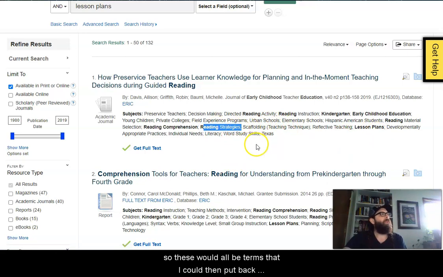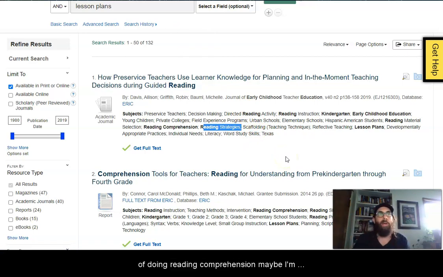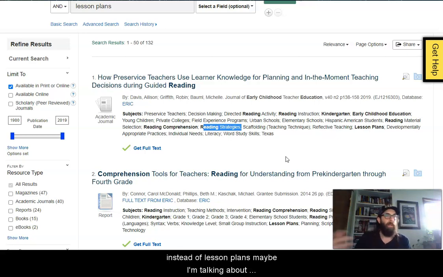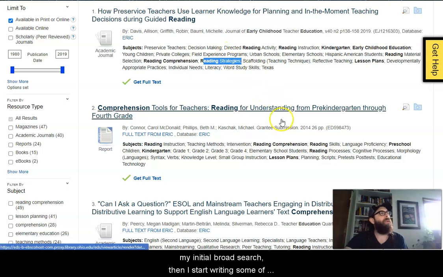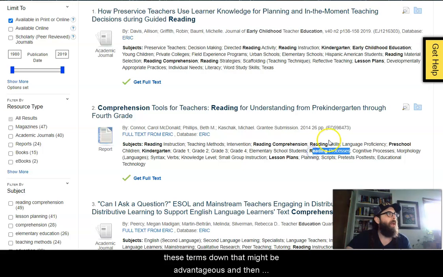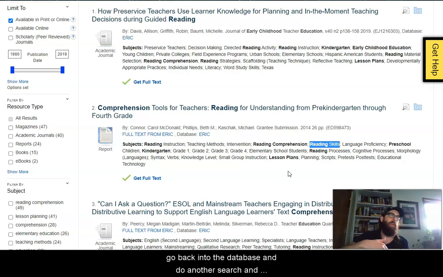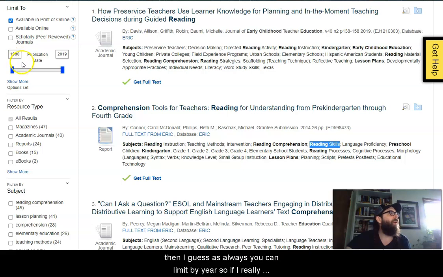So these would all be terms that I could put back into my search at the top or use to reduce my search. So instead of doing reading comprehension, maybe I'm really looking for reading strategies. Instead of lesson plans, maybe I'm talking about planning or reading processes. So I did my initial broad search. Then I start writing some of these terms down that might be advantageous, and then go back into the database and do another search. And then, as always, you can limit by year.